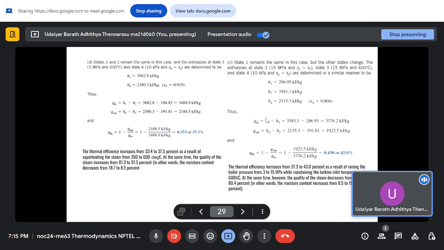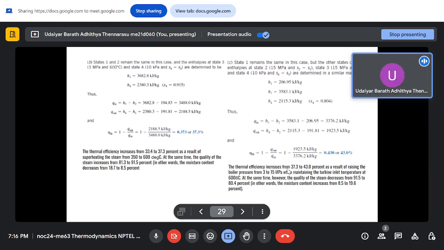Now your Q in is 3376.2 kilojoule per kg, and heat rejection is 1923.5 kilojoule per kg. So if you calculate your efficiency, you will get 43% efficiency. Your efficiency is increasing because of increasing the boiler pressure, but what happened is your dryness fraction is reduced. So your quality of steam has reduced from 91.5% to 80.4%, but your efficiency has increased from 37.3% to 43%.